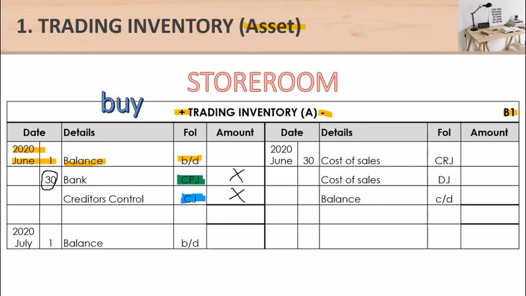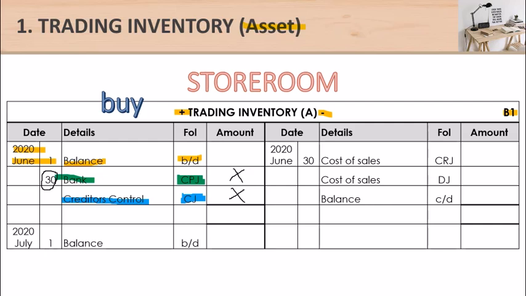And every single time when it's CPJ in the general ledger, what do we write in details? Bank. Why? Because the money we use to buy stock in cash will come from our bank. And if we write CJ, then in details you will have to write creditors control. Because if you buy without paying, you owe money to a creditor. So it goes to creditors control.